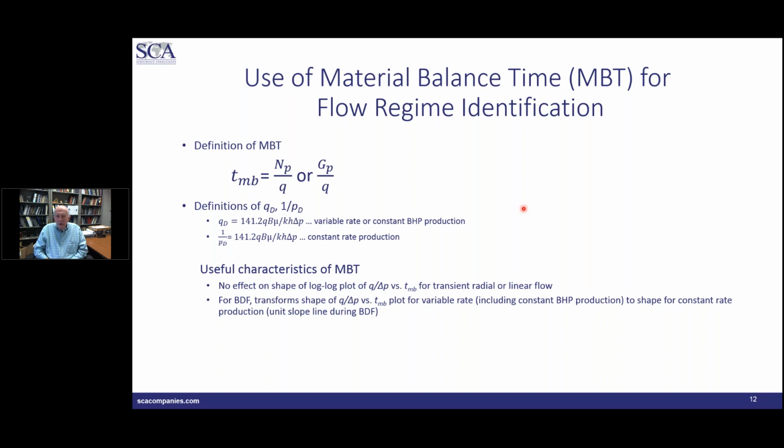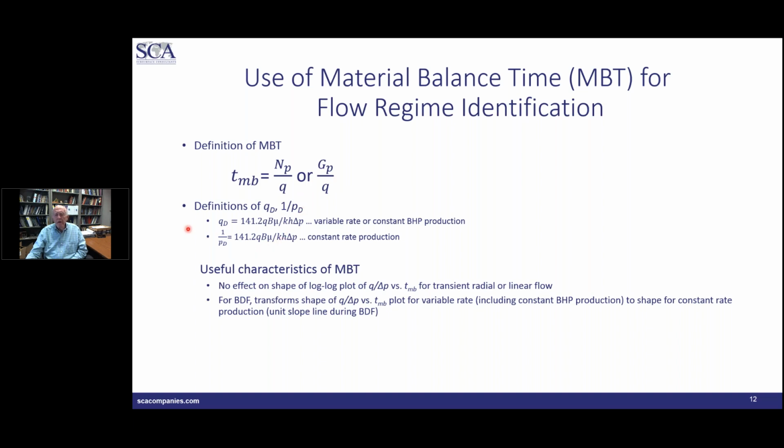All right, one more item in our background as we begin to move towards some examples illustrating how these ideas work. But an important additional item is the use of material balance time in our quest to identify flow regimes. Now, the definition of material balance time, T sub mv, is cumulative production divided by rate. N sub P, that's the symbol for cumulative production of oil. G sub P, cumulative production of gas. Material balance time works either way.